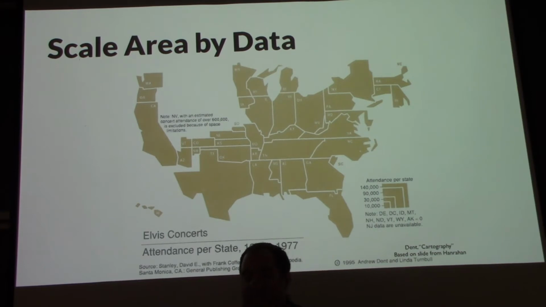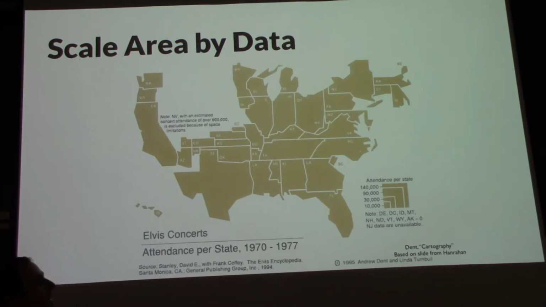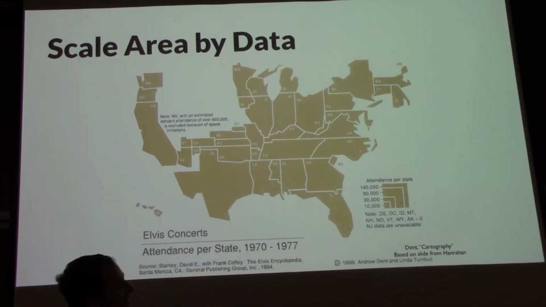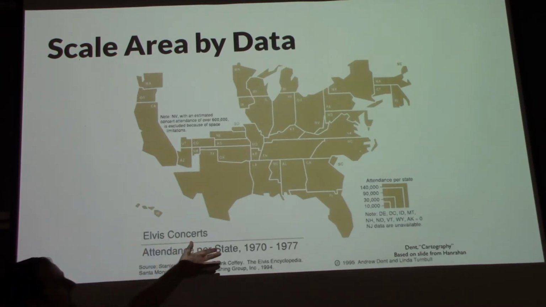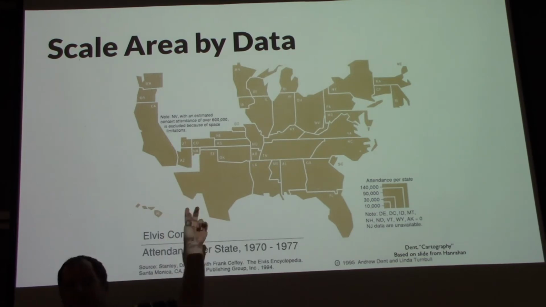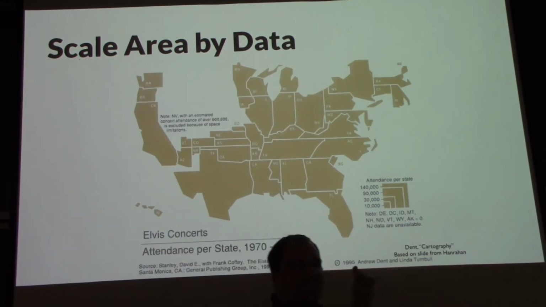Here is a hand-drawn example of the number of Elvis concerts that Elvis gave in the various states across the US, rescaled in attendance per state. You can see that he gave a lot of concerts in Tennessee, in Texas, also in California, but he didn't come much to Utah. So, what do you think about this visualization?